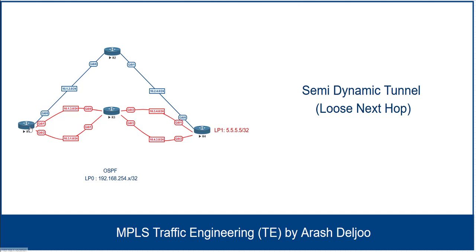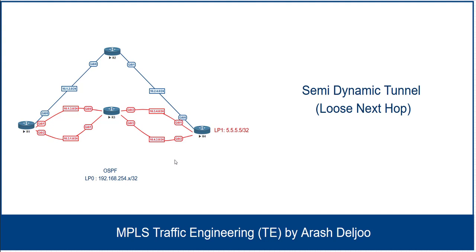Actually, we want to define an explicit path, but in our explicit path, we want to say you can use any of these two links, for example, the top red path or bottom red path, to reach router 3. Or you can use either of these two links between router 3 and router 4. It means that in this type of tunnel, we configure explicitly the path that we want, but not a strict explicit path. We configure a loose explicit path.